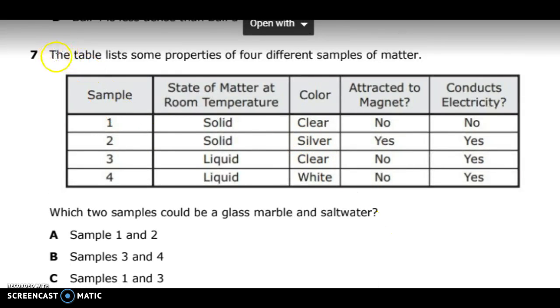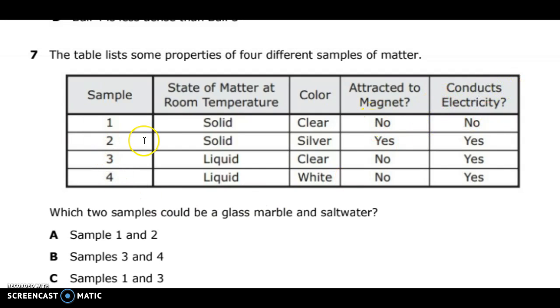Question 7. The table lists some properties of 4 different samples of water. Sample 1. State of matter at room temperature, solid. Color, clear. Attracted to magnet? No. Conducts electricity? No. Sample 2 is a solid. It's silver. Yes, it's attracted to a magnet. No, it does not conduct electricity.